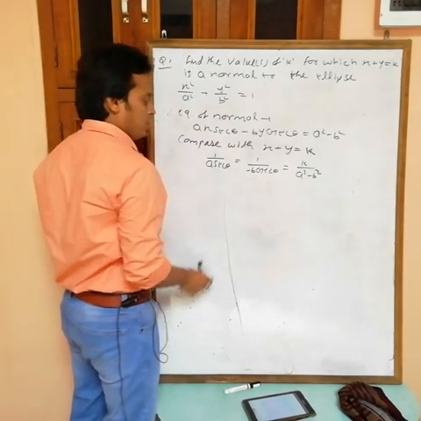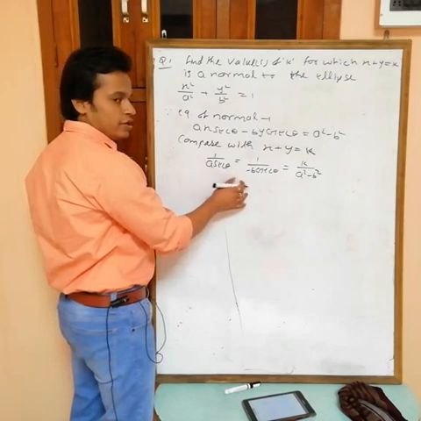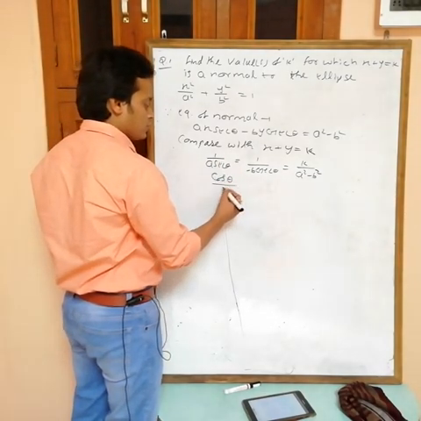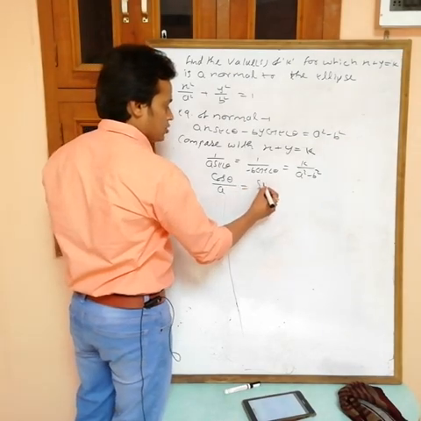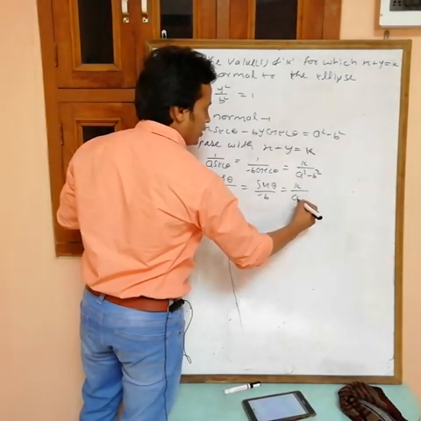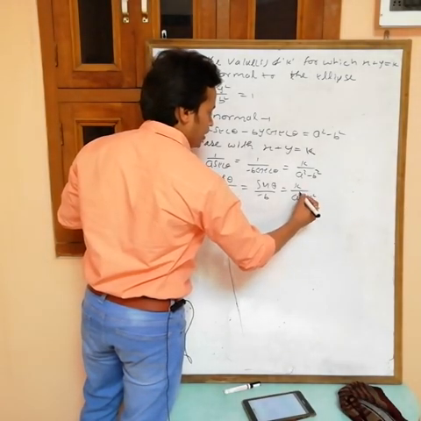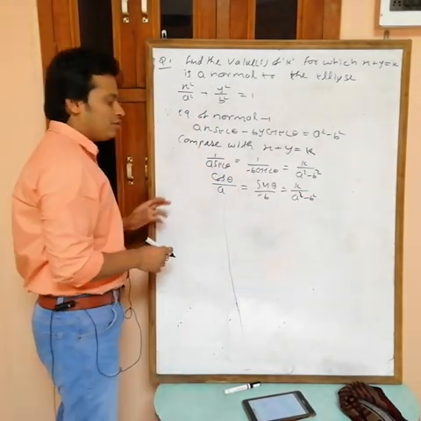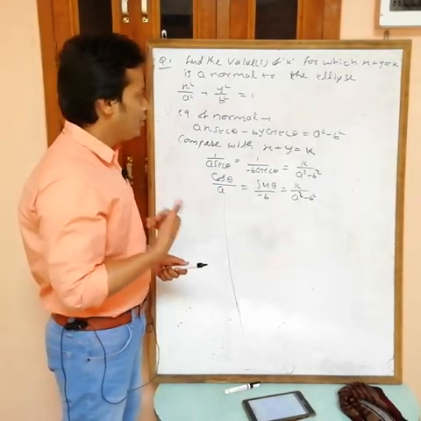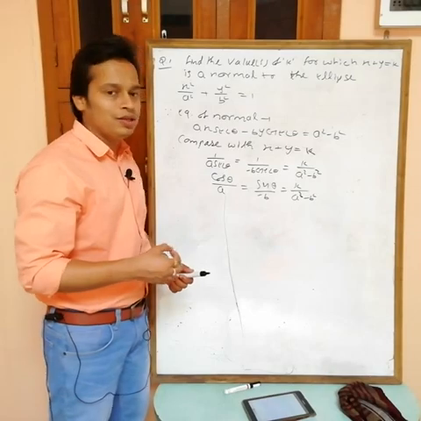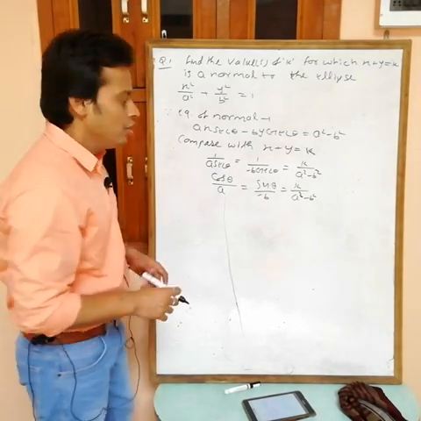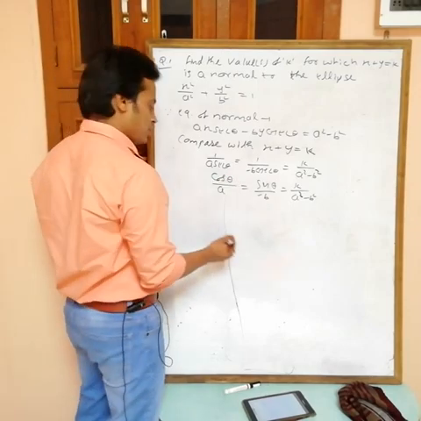Now if I convert this in terms of sine and cos, sec theta goes to the numerator as cos theta by a equals sine theta by minus b equals k by a square minus b square. Anytime you have an equation in terms of cos theta and sine theta like this, to find the relation or the value of k, use cos square plus sine square theta equals 1.